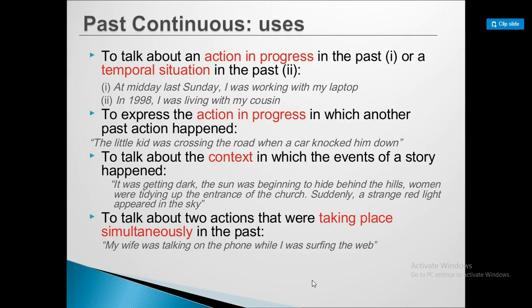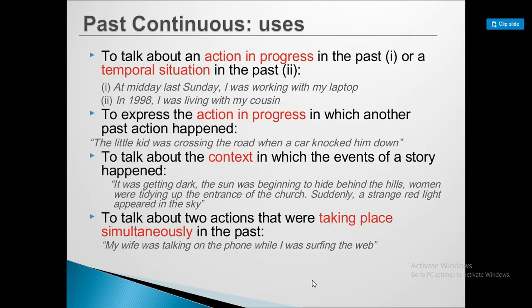To express the action in progress in which another past action happened or interrupted: the little kid was crossing the road when a car knocked him down. So the other action stopped the first action.